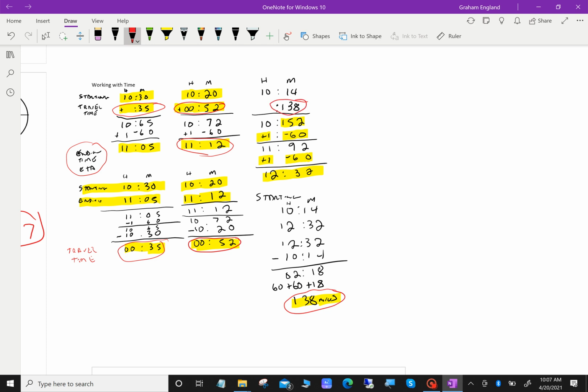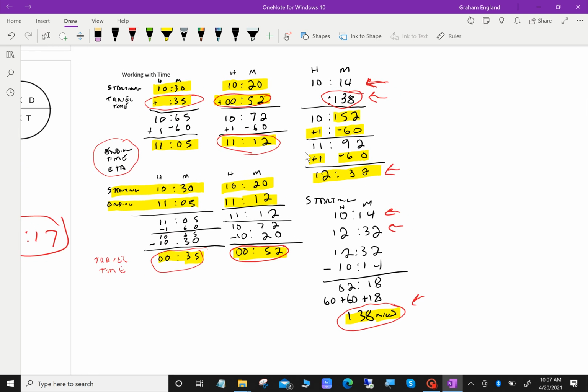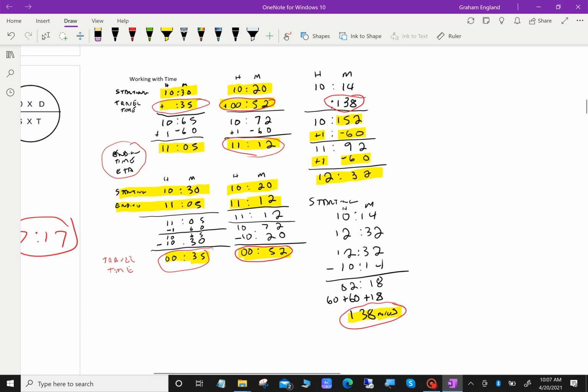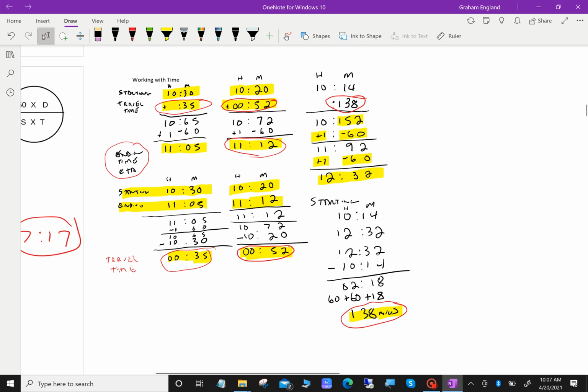So whether you're starting with a start time and the number of minutes traveled, and you come up with your final ending time, your estimated time of arrival, or if you're given your start time and your end time and you calculate, this is how you add and subtract time. It will be important when you start doing some of the problems to make sure that you know how to do this. And that's the easiest way to do it that I know of.